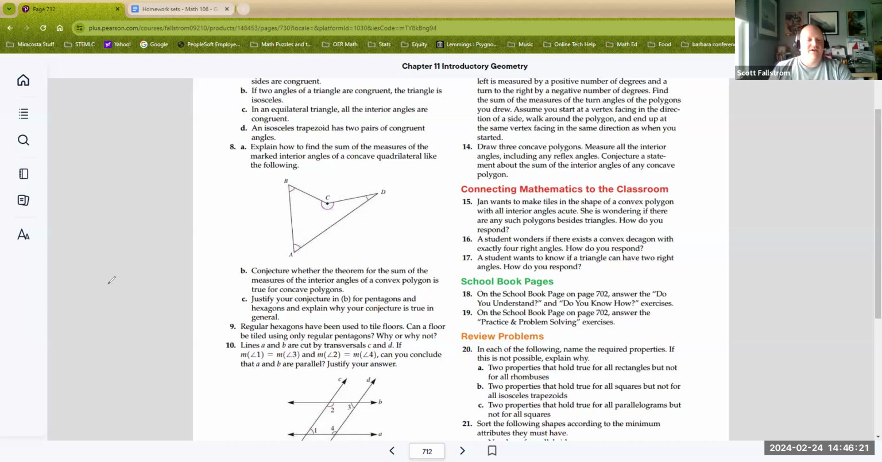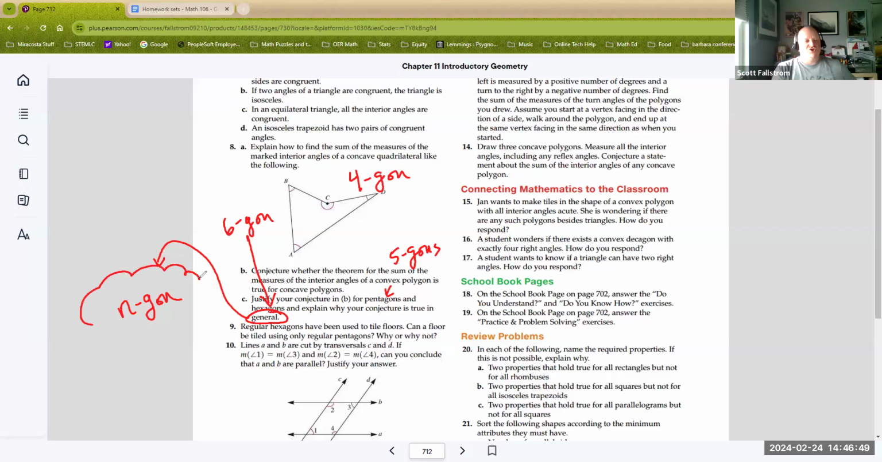You're explaining why, you're not justifying why. So why would it be true for an n-gon? And that's what it means when it says in general. This up here would be like a 4-gon, which is a quadrilateral. They ask you to do it for pentagons, which you can think of as 5-gons, and for hexagons, which would be like a 6-gon. They're saying do it in general. So in general would be an n-gon.